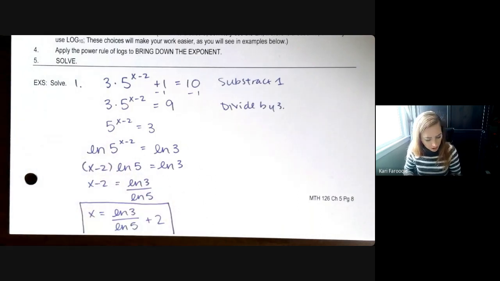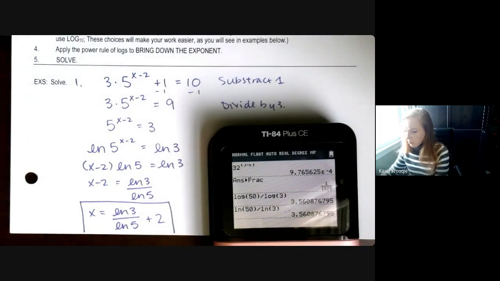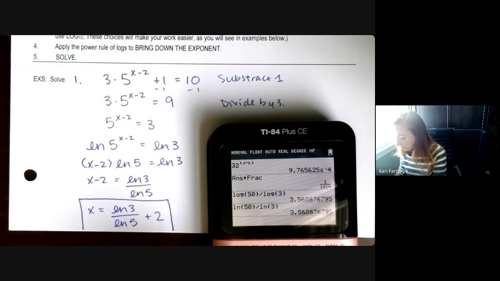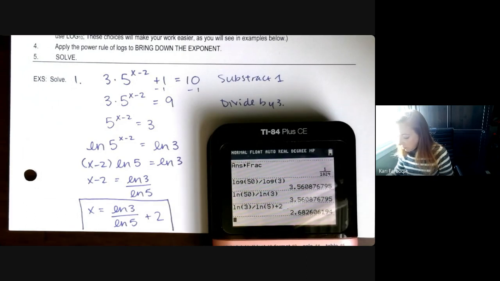This, I think, approximates to like 0.2638, but I'm going to go through this with you just to make sure that you understand how to do this. So we're taking the natural log of 3, parenthesis, divided by the natural log of 5, parenthesis, plus 2, and you get about 2.683.